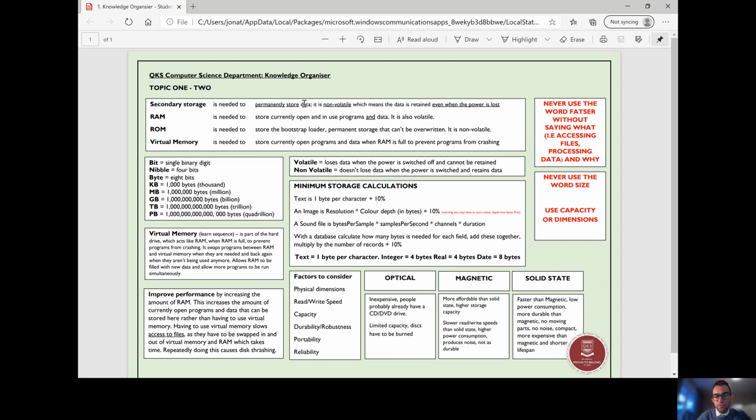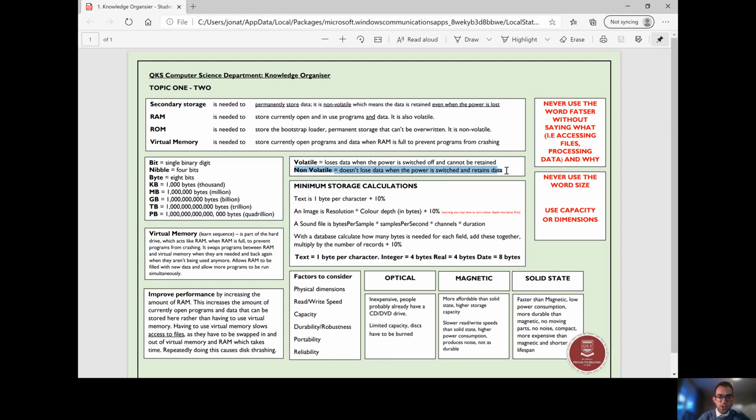So that's why we need secondary storage devices to permanently store our data. Okay, so whenever you get a question about secondary storage, make sure you get the words store data in there. Make sure you hammer home the point it permanently stores data because it's non-volatile, and make sure you get that definition of non-volatile in there, which means the data is retained when the power is lost, and it doesn't lose data when we turn off the power. Okay, so you've really got your definition of non-volatile there. It does not lose data when the power is switched off.